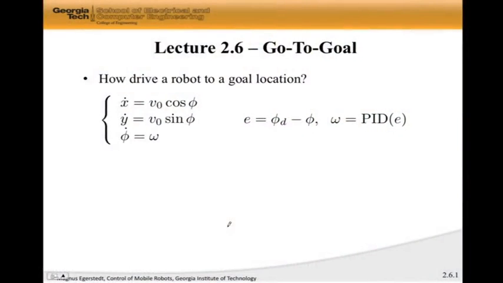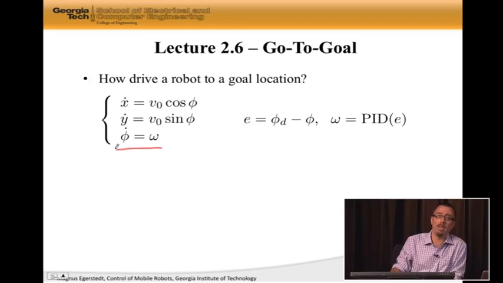So now that we have established that we need a go-to-goal behavior and possibly an avoid obstacle behavior in order to go between points A and B, and we have figured out that if we have a differential drive robot that we can model as a unicycle with constant velocity v0, then what we can really control is the heading. And the way we control it is phi dot is equal to omega.